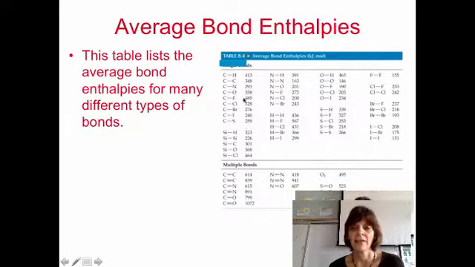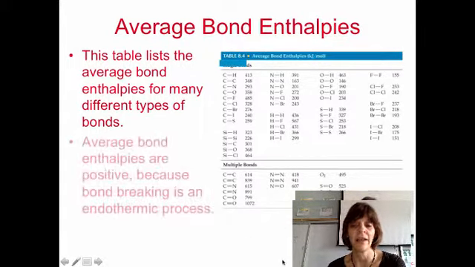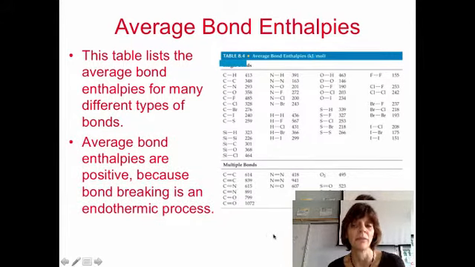There are lots of other bond enthalpies, and they vary depending on the type of atom and the number of bonds. Multiple bonds, as you can see, have higher bond enthalpies than single bonds. The average bond enthalpies are positive because bond breaking is an endothermic process.